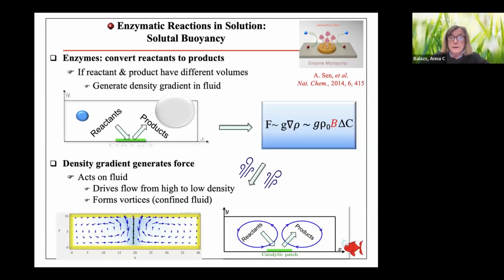So how could that happen? Well, when you have a reaction, and this enzymatic reaction, catalytic reaction, almost any reaction, you take reactants and you convert them to products. Now, if the reactants and products don't have the same volume, then there'll be a density gradient in the fluid. If there's a density gradient, then that imposes a force on the fluid trying to get rid of the gradient. And the force then acts on the surrounding solution.